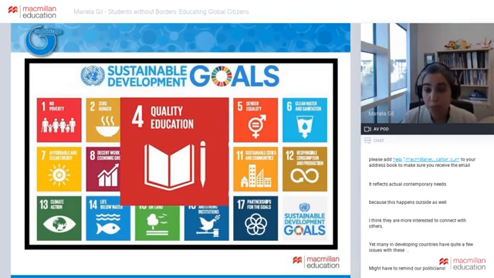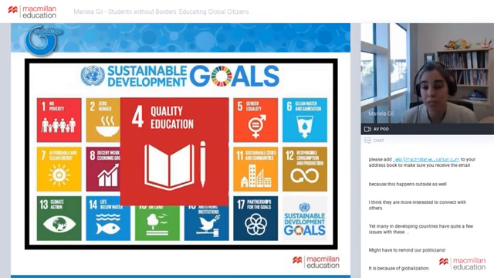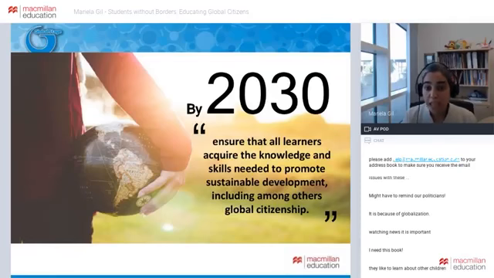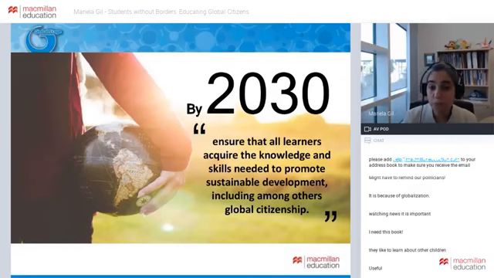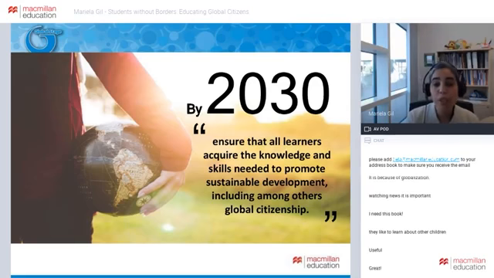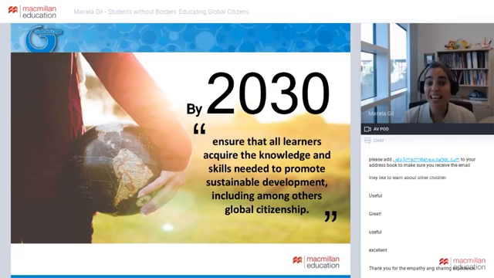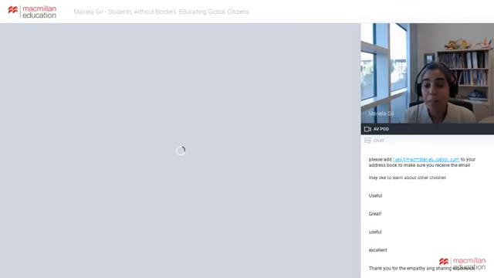And quality education is important because not only do we need to reach everybody in terms of education, but educating people to be global citizens is the key to unlocking, solving the world's problems. So education, SDG number 4, explicitly says that by 2030, we need to ensure that all learners acquire the knowledge and skills needed to promote sustainable development, including, among others, global citizenship. So this is something that governments are supporting and that is in everyone's minds.